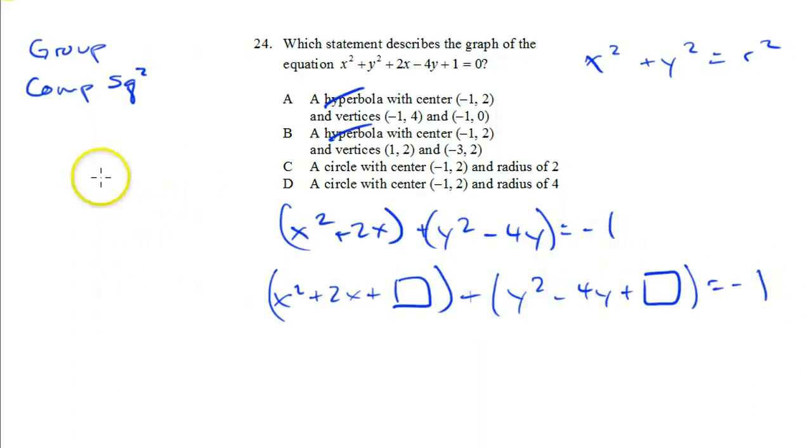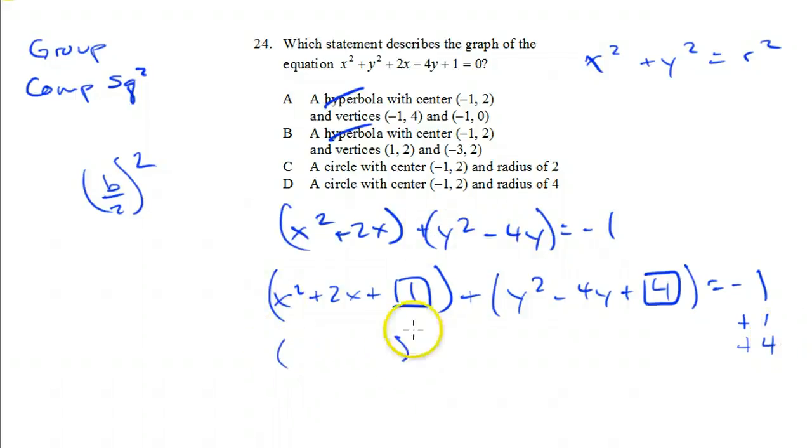How do we do that? Well, it's b over 2 squared. So take that b term, the middle term, divide it by 2 and square it. So 2 divided by 2 is 1, 1 squared is 1. 4 divided by 2 is 2, 2 squared is 4. And so these factor, but remember what we add to one side, we have to add to the other. So plus 1 plus 4.